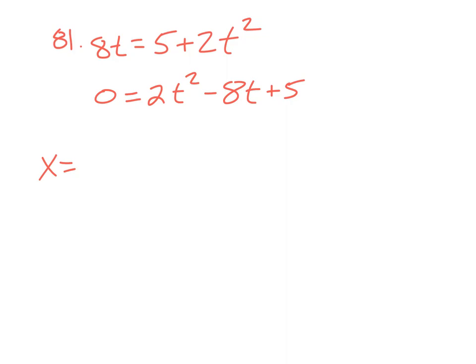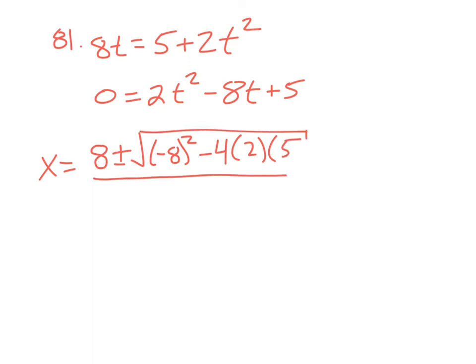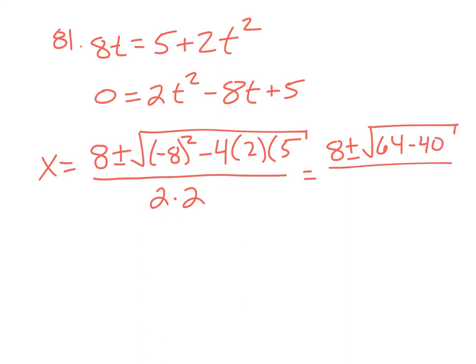So x equals what? 8 plus or minus the square root of 8 squared. Okay, now be careful, don't mess up there. That's always going to be positive because we're squaring. Minus 4 times 2, times 5, all of that over 2 times 2. All right, so then we got 8 plus or minus the square root of 64 minus 40, over 4. Does that look okay? Did I do that right?